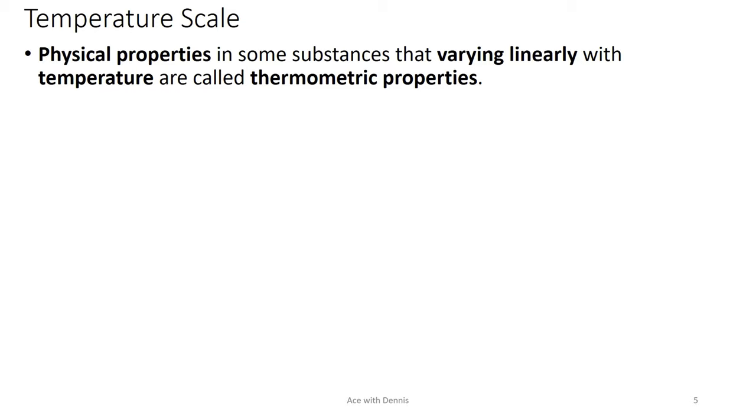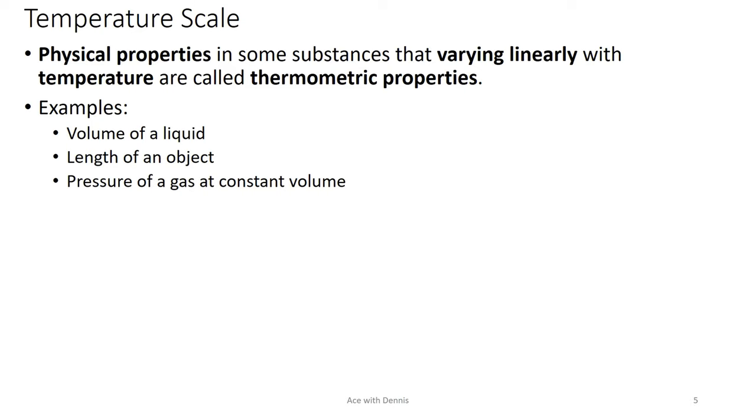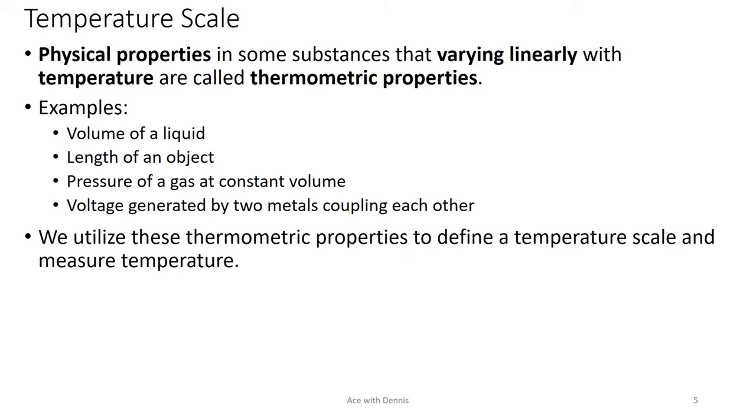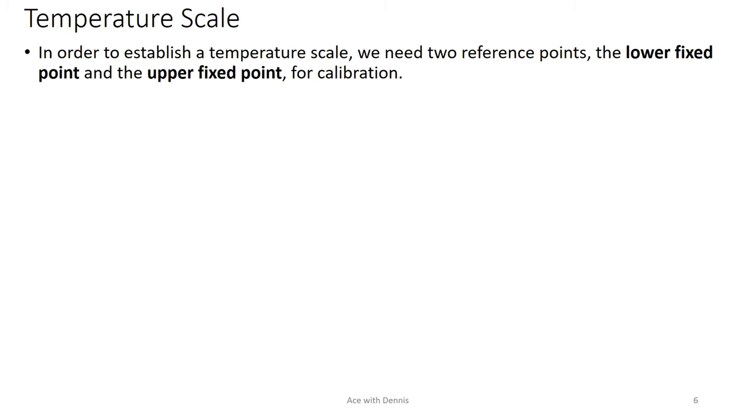Temperature scale. Physical properties in some substances that vary linearly with temperature are called thermometric properties. For example, volume of liquid, length of an object, pressure of a gas at constant volume, voltage generated by two metals coupling each other. We utilize these thermometric properties to define a temperature scale and measure temperature. In order to establish a temperature scale, we need two reference points, the lower fixed point and the upper fixed point, for calibration.